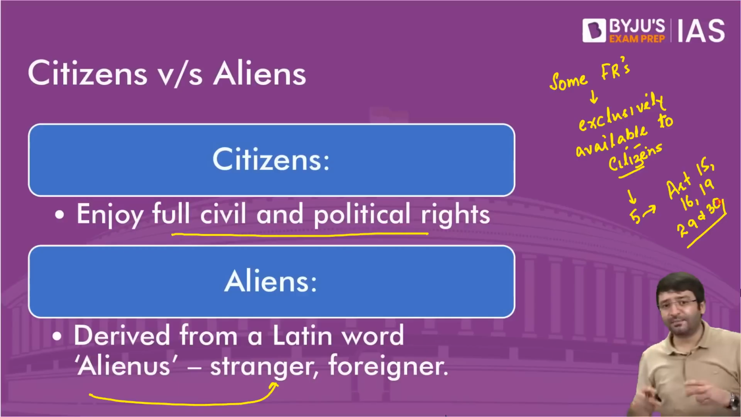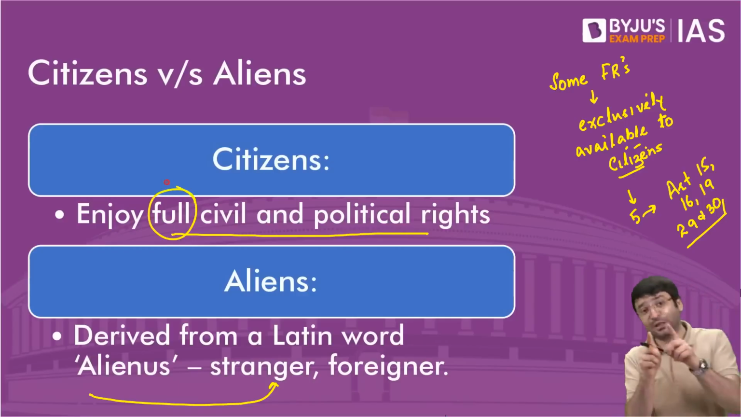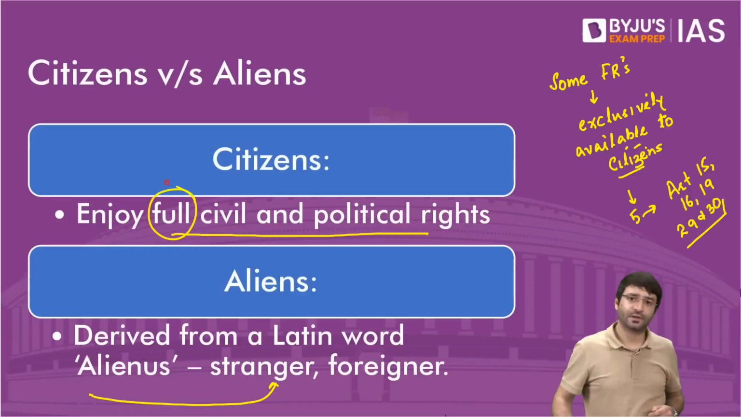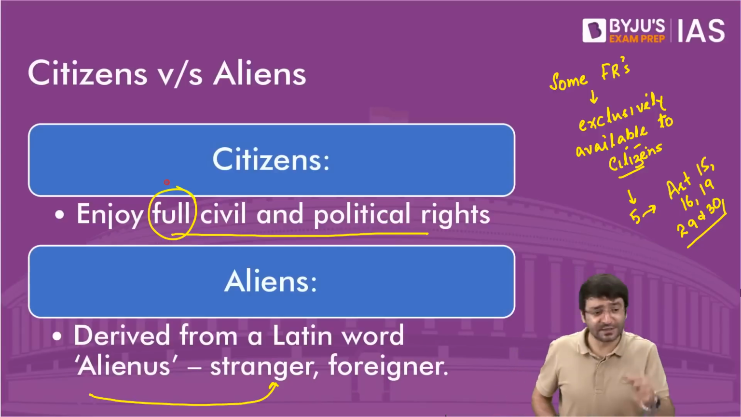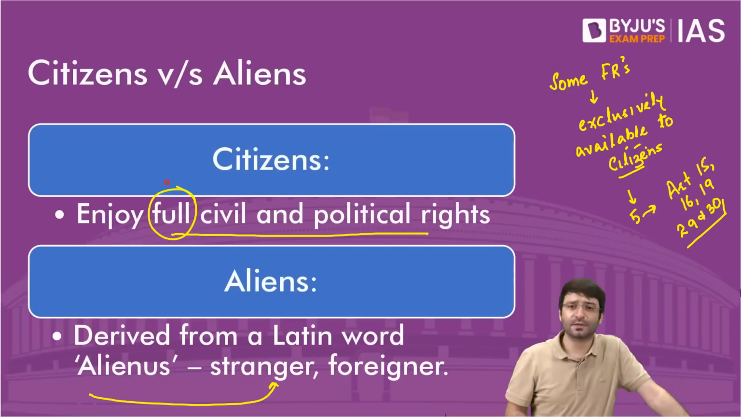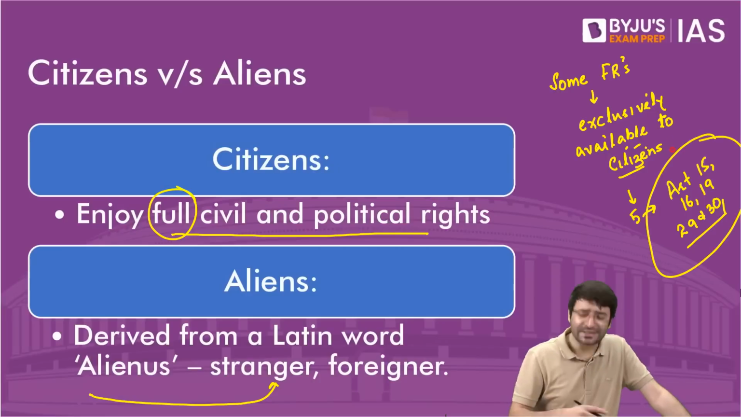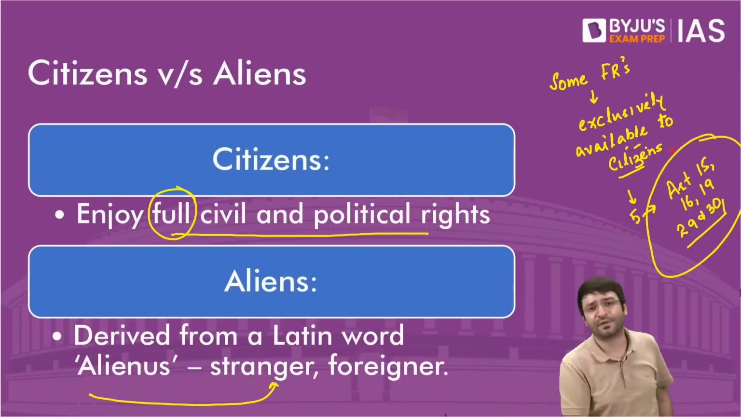That is why we say citizens enjoy full civil and political rights. Full civil rights in the sense they enjoy all the fundamental rights. Full political rights, only they can vote, they can contest elections, they can apply for government jobs. Aliens cannot enjoy all these fundamental rights. And what are these fundamental rights? We will discuss in fundamental rights chapter.